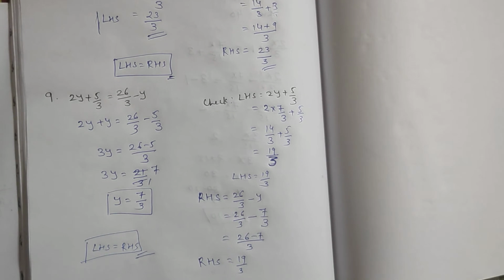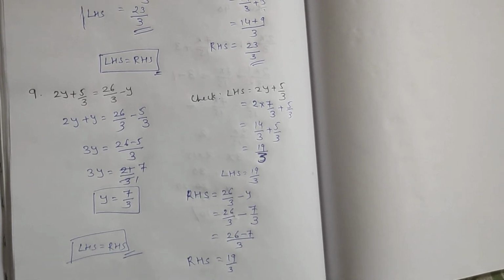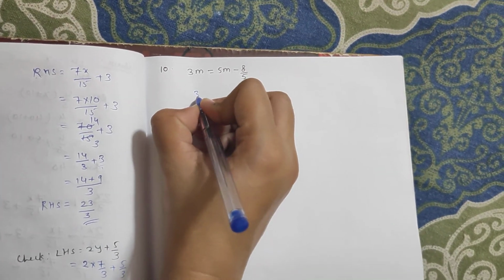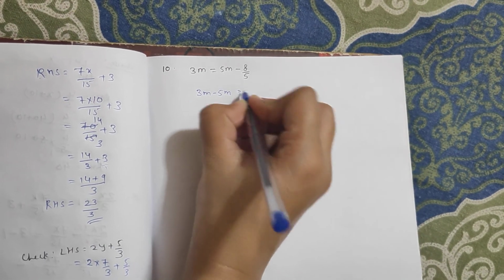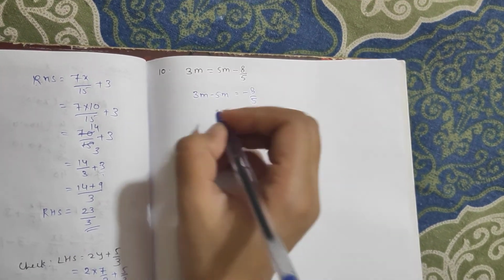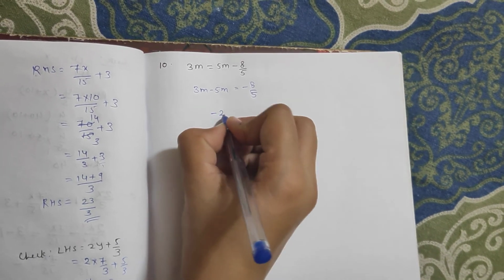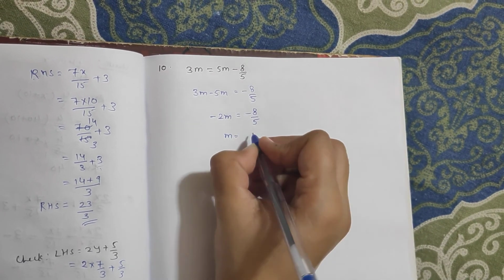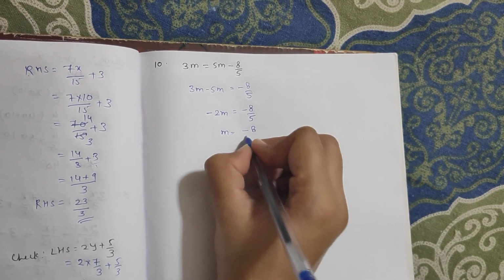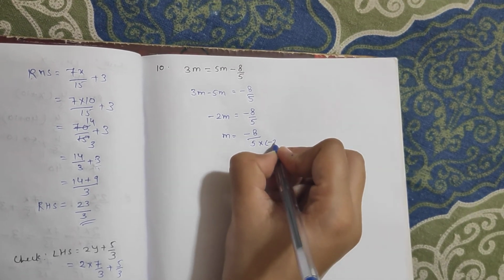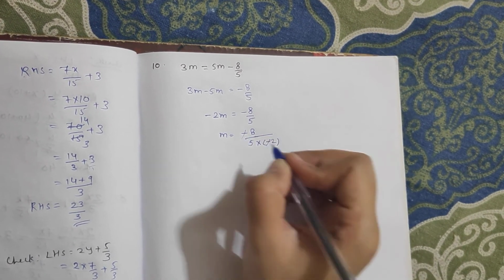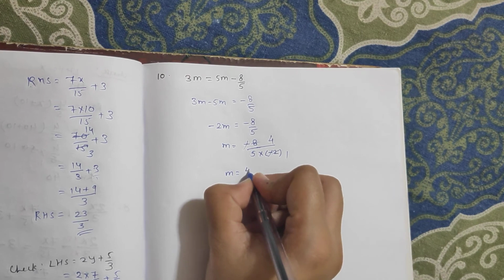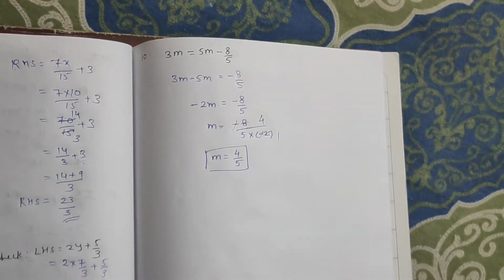Okay, now let us move to the last question of this exercise, that is question number 10. Question number 10. So here 5m we have to bring it here. So it will be 3m minus 5m is equal to minus 8 upon 5. This is as it is. So it will be 3 minus 5 is minus 2m is equal to minus 8 upon 5. So m will be, this minus 2 will go here and divide. So it will be minus 8, this 5 as it is, into minus 2. Okay, so this minus sign and this minus sign will get cancelled. 2 1s are 2, 2 4s are 8. So what is the value of m? It is 4 upon 5. Okay, this is our solution.